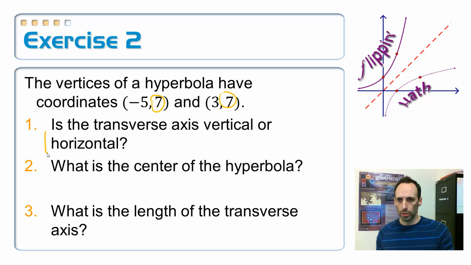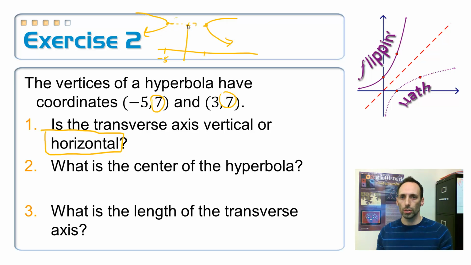If the y-coordinates are the same, this must be a horizontal line. So this is horizontal. Now, just because some people might want it, let's go ahead and sketch ourselves a picture here. I need a (-5, 7), let's say that's (-5, 7) right there. And I need a (3, 7). So here are my two vertices, right? Which means that this thing has to open up like this and like that. And the transverse axis would be that horizontal line there.